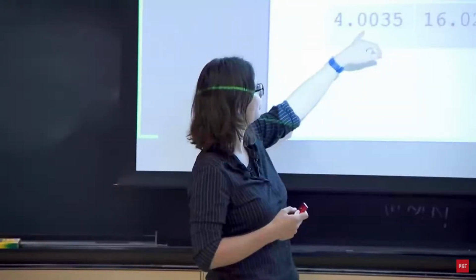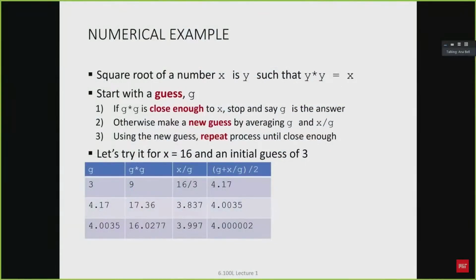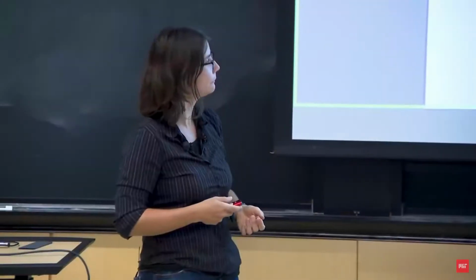So 4.0035 squared is 16.277. Is that close enough to x? Yeah, I could be happy with this. I could stop there because we're within sort of plus or minus 1. So I'm okay with that. But if we wanted to be within plus or minus 1 times 10 to the negative 6 or 7 or something like that, then we would continue the process.